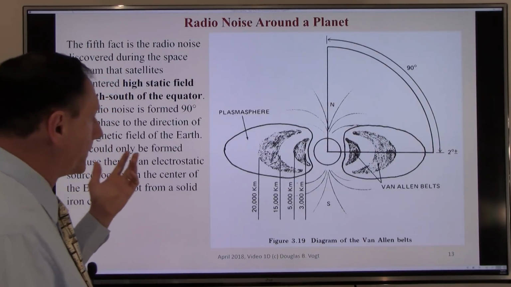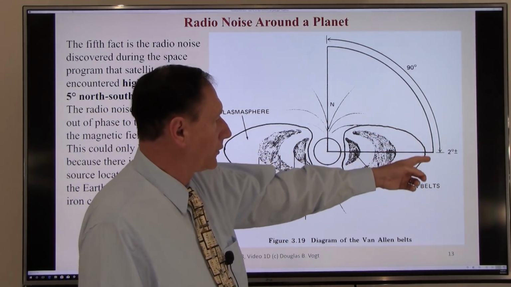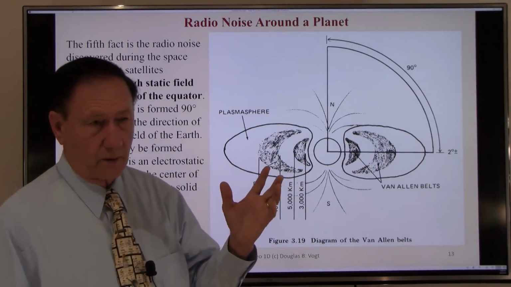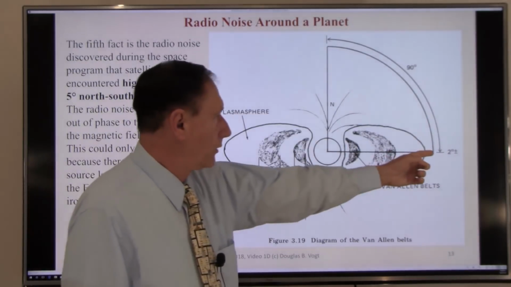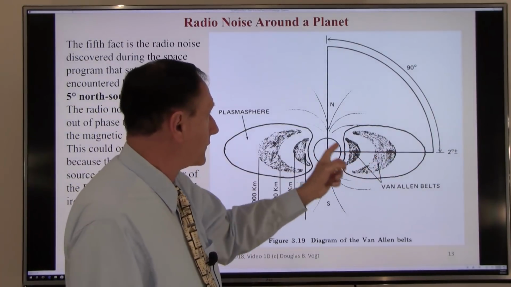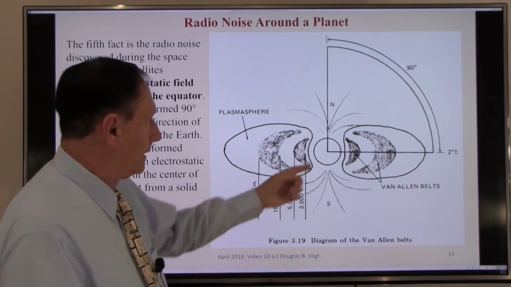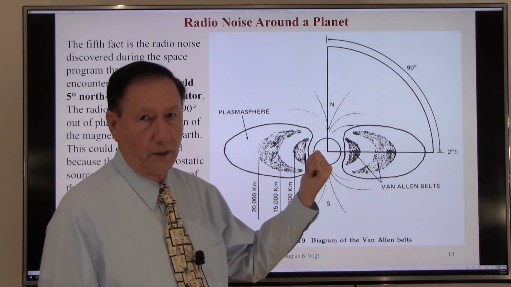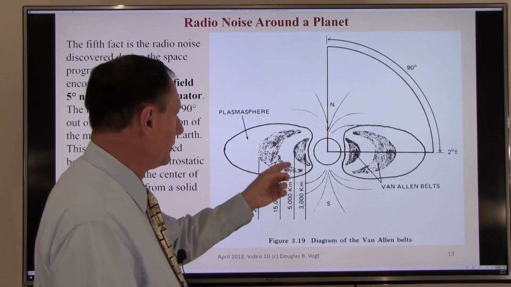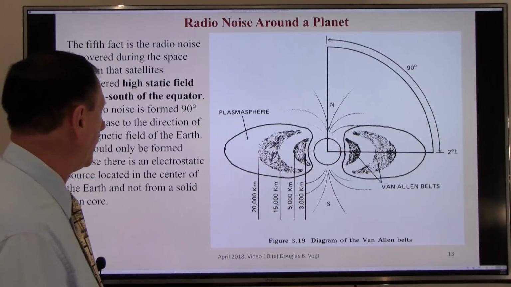Here's another one. During the space program, they found that when satellites went through the roughly 5 degrees of the equator, they got a lot of static crashes. I mean, a lot of static noise. That static noise has to be generated from the center of the Earth. Notice it's 90 degrees out of phase from where the direction of the information would be, or the north-south pole. That's another reason there cannot be a solid iron core in this thing. Van Allen belts may also be an example, but they would probably say that's the magnetic field. But still, the static fields and the ionosphere and stuff like that, no way.